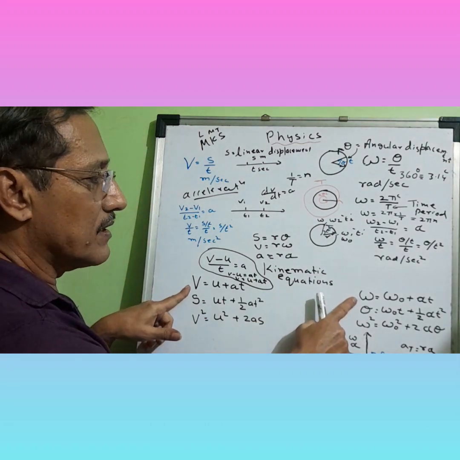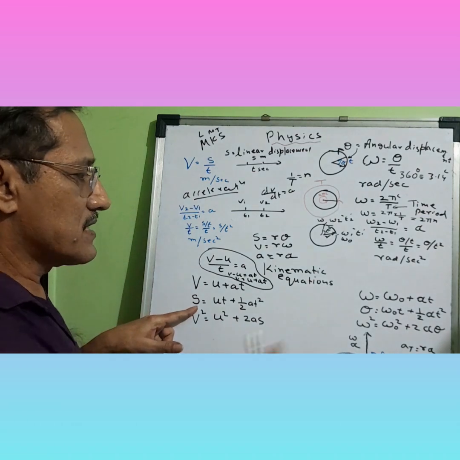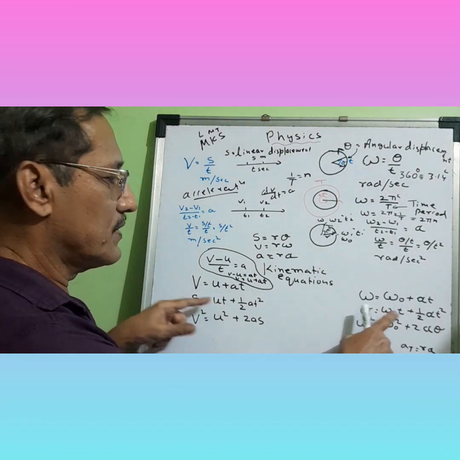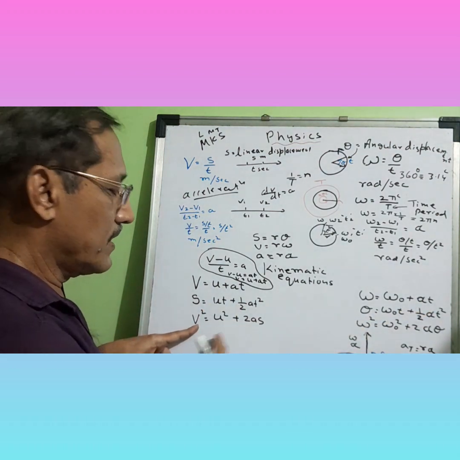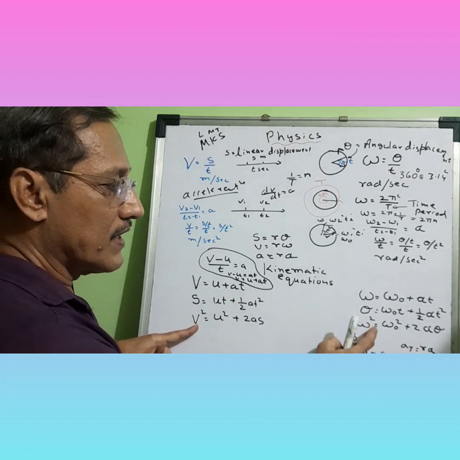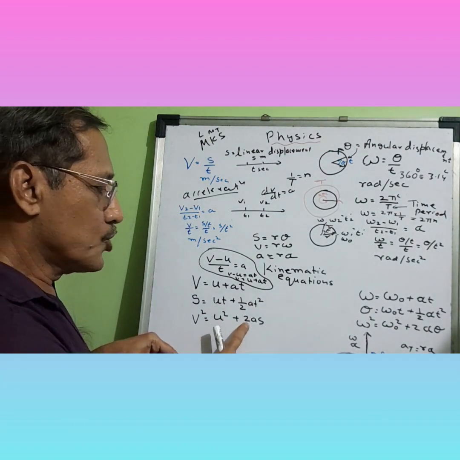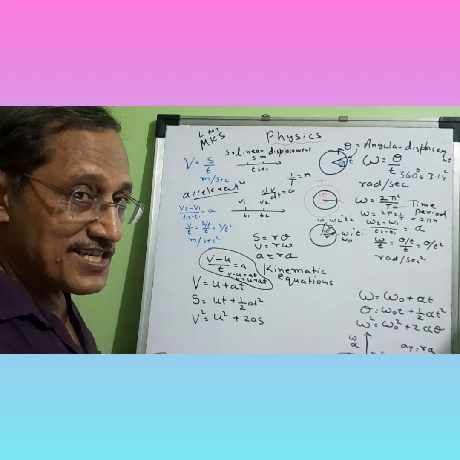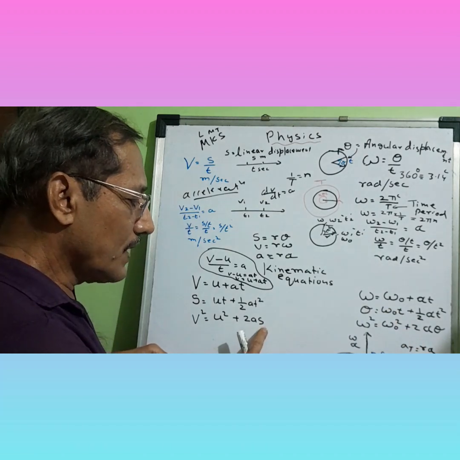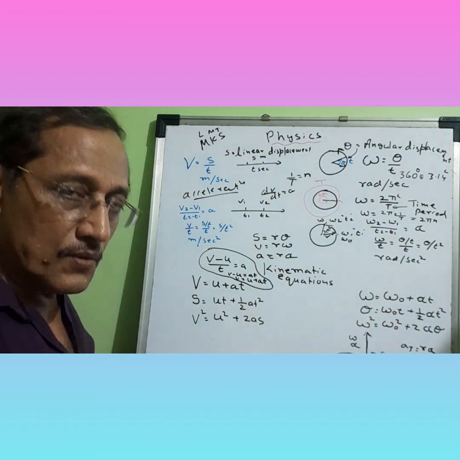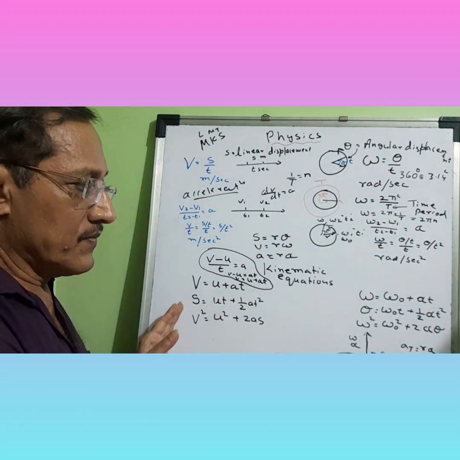So v becomes omega, u becomes omega 0, a becomes alpha, t remains t, s becomes theta. Omega equals omega 0 plus alpha t; theta equals omega 0 t plus half alpha t square; and omega square equals omega 0 square plus 2 alpha theta, with final angular velocity and initial angular velocity in place of final and initial linear velocity. The 2 remains 2; the number doesn't change in rotational motion. So a becomes alpha, s becomes theta. That's what you have got to keep in mind. So this is all rotational, fine. I hope this is all clear.